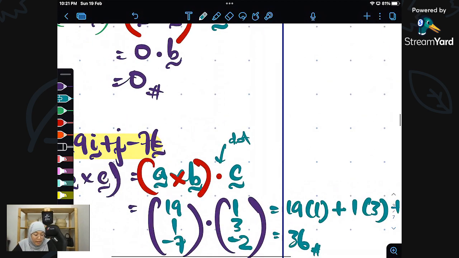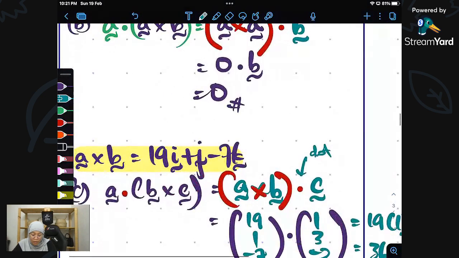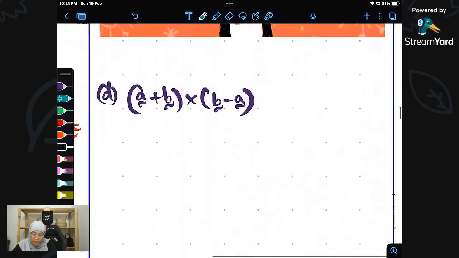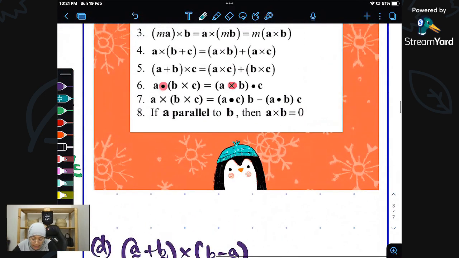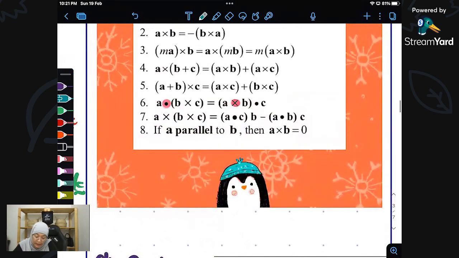So, bolehlah kita sambung ke soalan yang D pula, soalan yang terakhir. So, soalan yang D ni pula, properties yang keberapa ya agak-agak? Okay, properties yang distributive. So if you look at here, dia boleh darab masuk.